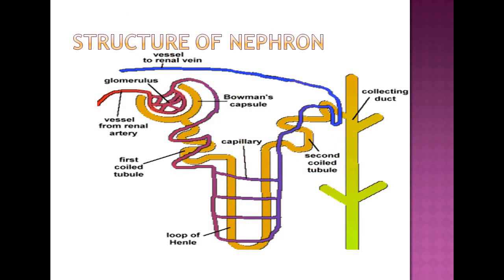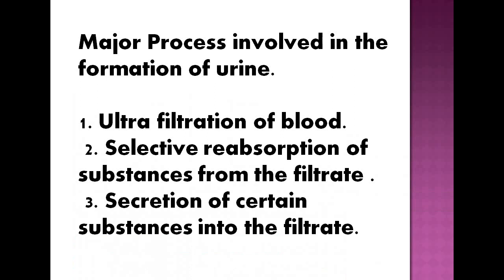The structure of the nephron, as you can see, consists of Bowman's capsule, first coiled tubule, second coiled tubule, a U-shaped loop of Henle, and finally the collecting duct. The glomerulus is a tuft of capillaries which finally surrounds the loop of Henle and then opens into the renal vein.